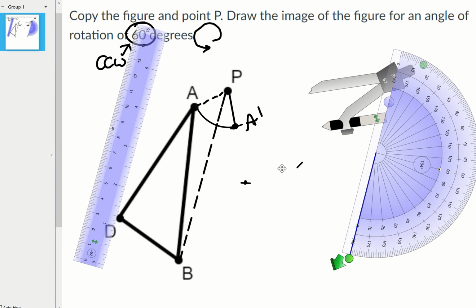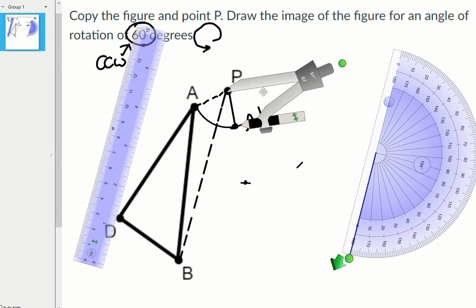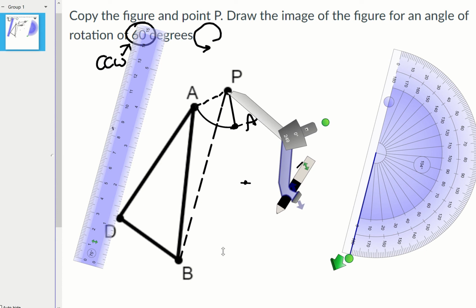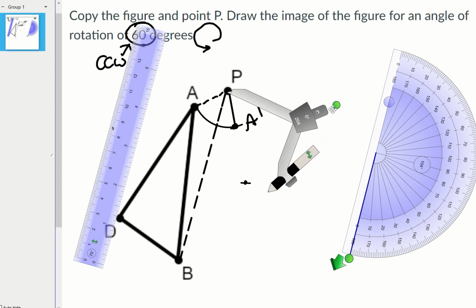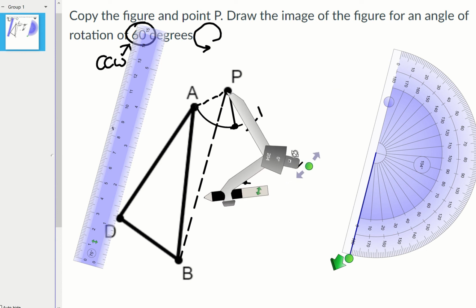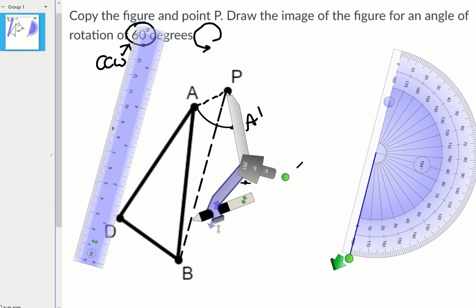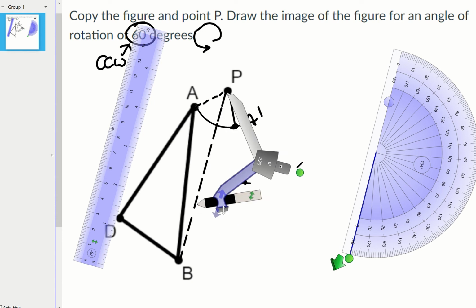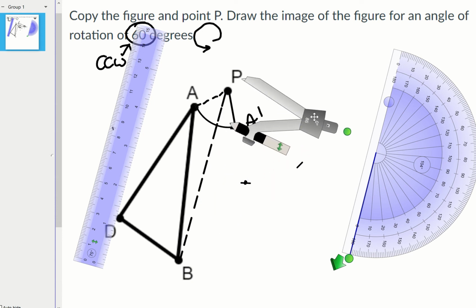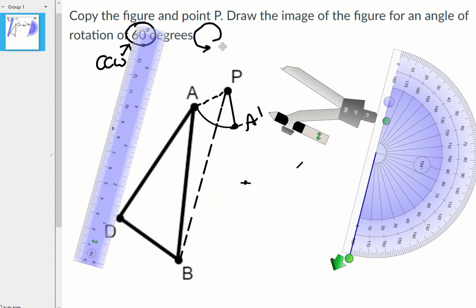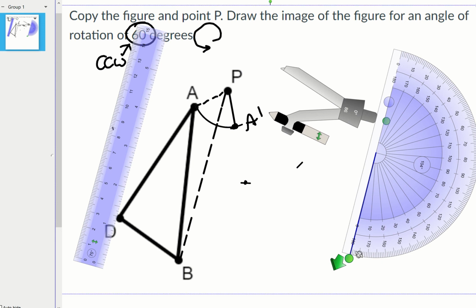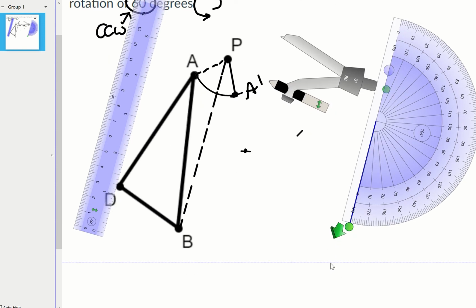Next, let's go ahead and draw our arc from point P all the way to point B. So this is going to be kind of difficult to do because point B is pretty far away. And so I probably should make this a little smaller. Now that I think about it, I'm going to make this a little smaller.